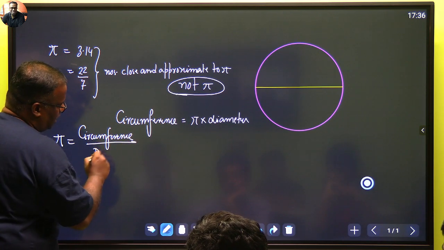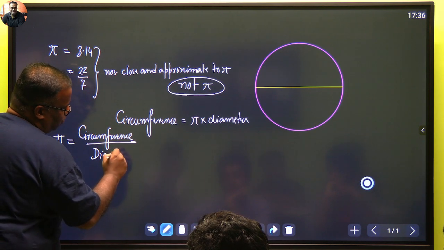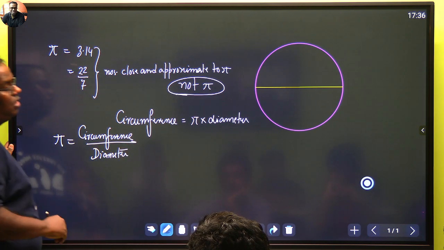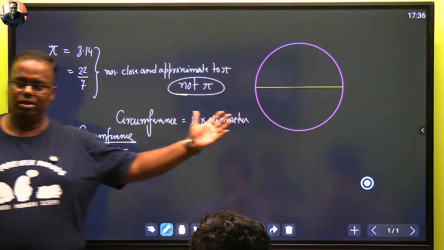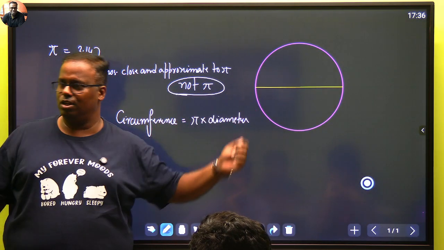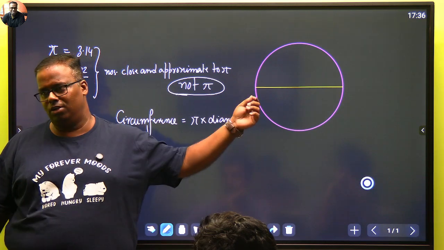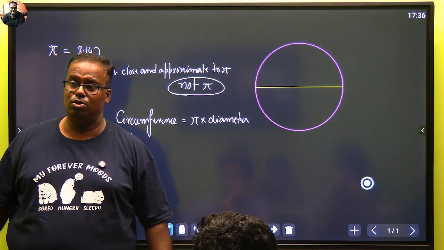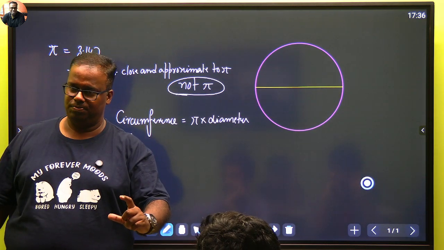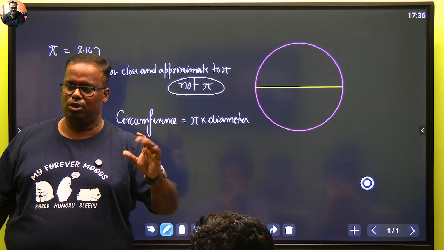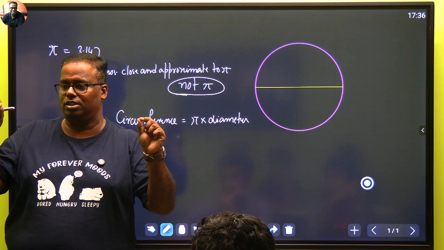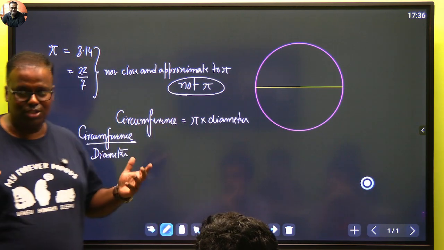upon diameter. Now this is so unique in a circle. Any circle in the world, if you measure its circumference, you can measure the circumference with a thread also, you can measure the diameter with a thread also, you get two numbers. They may be accurate numbers, they will never be exactly accurate. Exactly accurate it cannot be, because it's not possible.